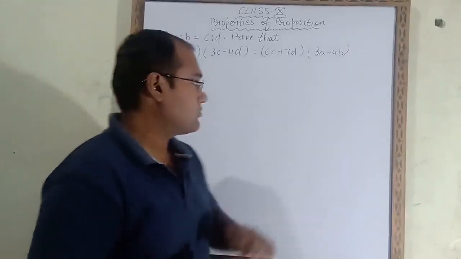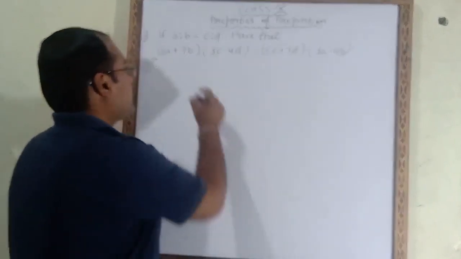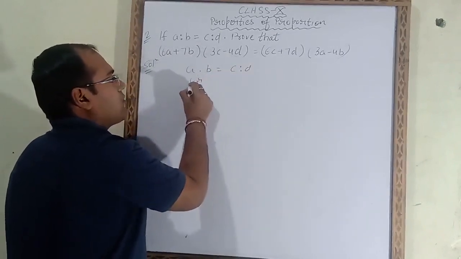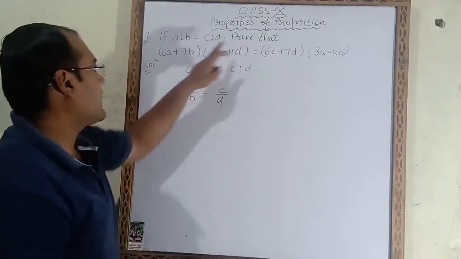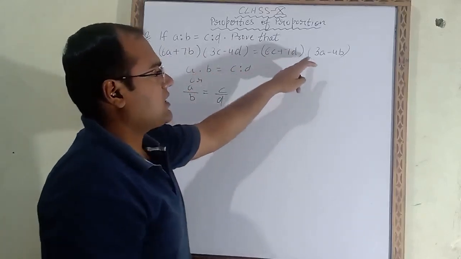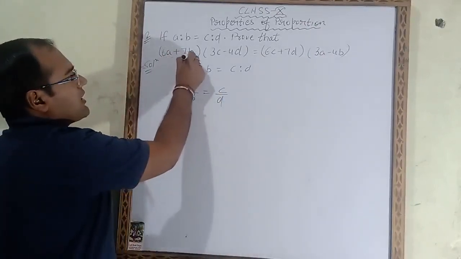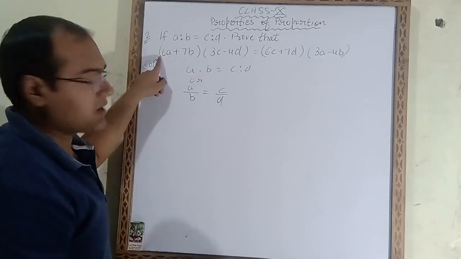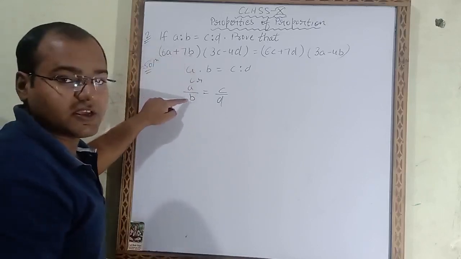Now see this question, first question. If A ratio B is equal to C ratio D, it is given that A ratio B is equal to C ratio D, or we can write A upon B is equal to C upon D. We have to prove that (6A plus 7B) into (3C minus 4D) is equal to (6C plus 7D) into (3A minus 4B). Here we will observe that with the terms A and B, 6 and 7 are coming. With the term A, 6 is multiplied. With the B term, 7 is multiplied. So where is A? A is in the numerator, B is in the denominator.